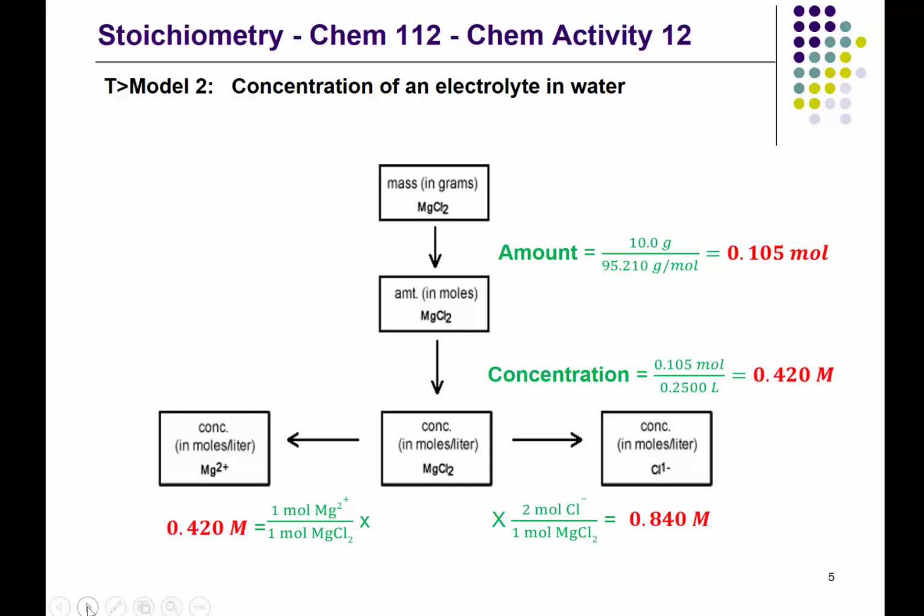So understand that if you do the calculation to determine the concentration of magnesium chloride, you also know the concentration of magnesium ions and also the concentration of chloride ions. And of course, we could work backwards. If we find that the concentration of chloride ion is 0.840 molar, well, in turn, we know what the so-called concentration of magnesium chloride would be, as well as what the concentration of the magnesium ions would be.